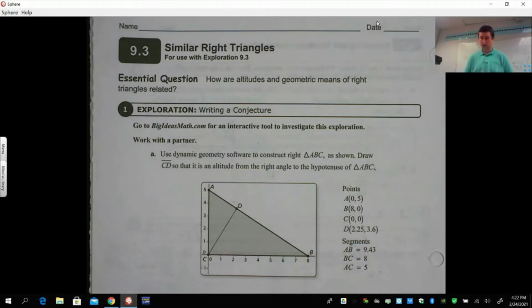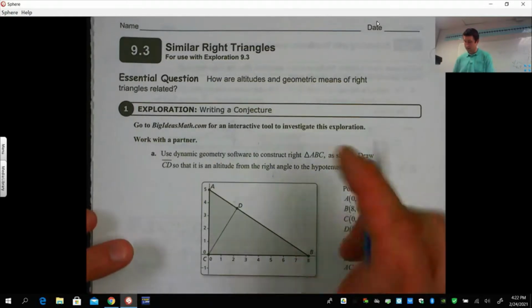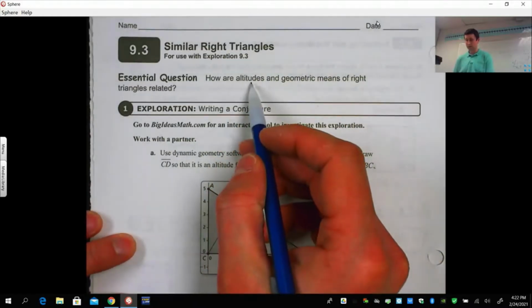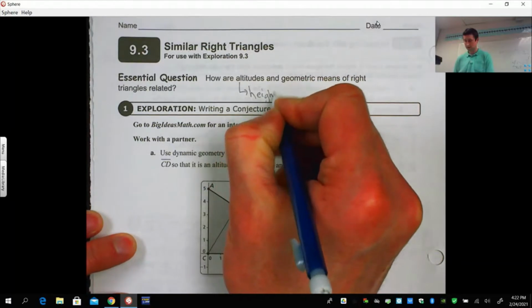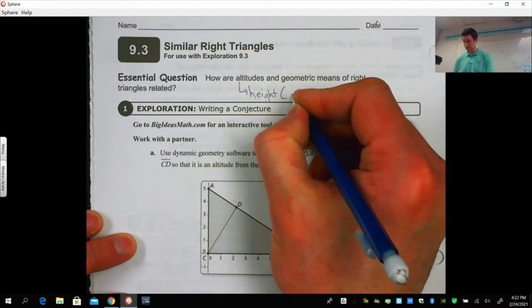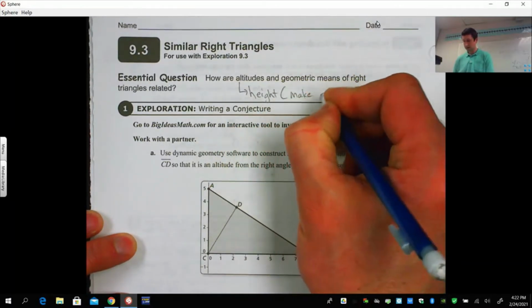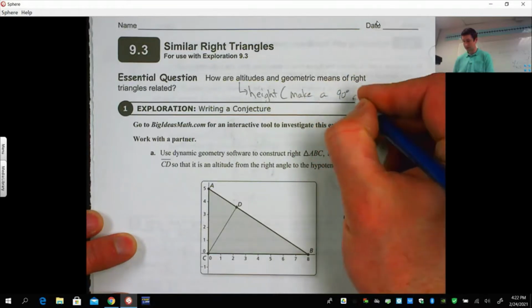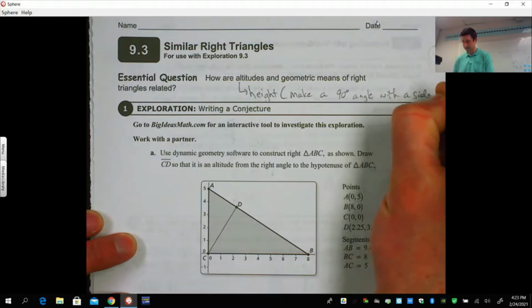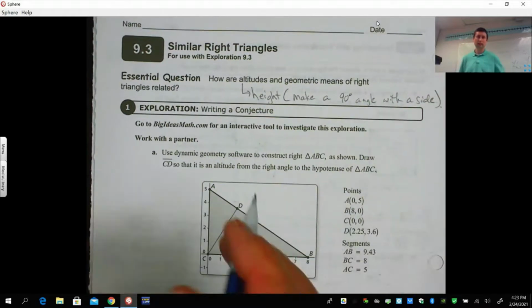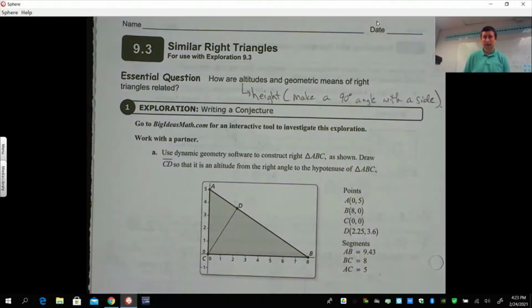We're going to have a right triangle. We're going to be right a lot today. And our main question here is, are the altitudes related? Remember, the altitudes are the height of the triangle. It has to make a 90-degree angle with a side. Okay, so the height, that's the altitude. And are geometric means of right triangles related?